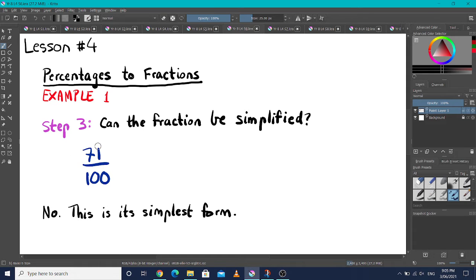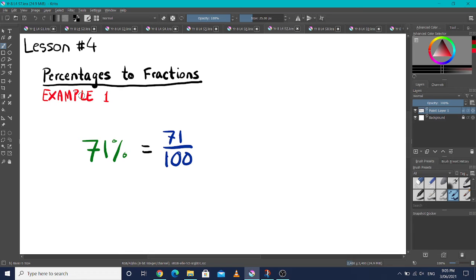The fraction so far is 71 over 100. 71 is a prime number, therefore there are no common factors, and also no common factors in comparison to 100. Therefore, the fraction is in its simplest form. Also, because this is a proper fraction, you can leave it this way. Therefore, the answer to example 1, 71%, is 71 over 100 as a fraction.